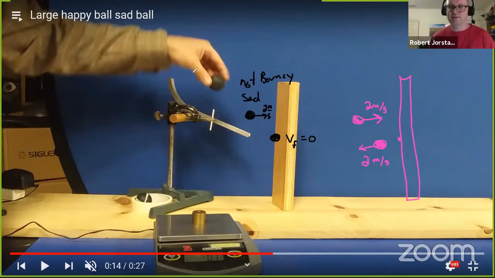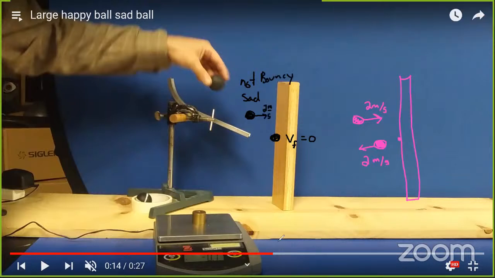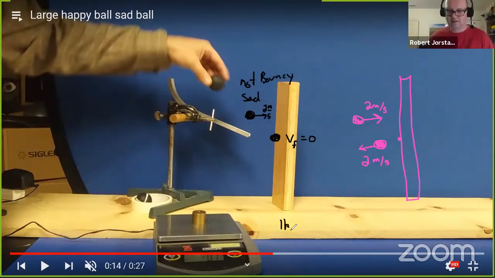Let's say that I'm going to cheat. Pretend the mass of these balls is 1 kilogram. So the change in momentum for the not bouncy one, you're going from 2 to 0. Delta P would equal what? I start at 2 and I go to 0. What's delta P?